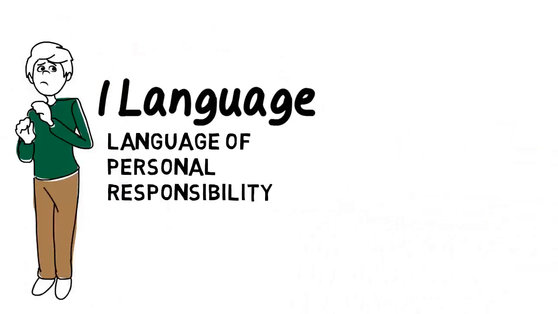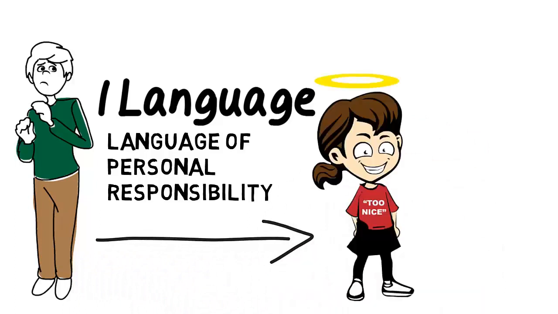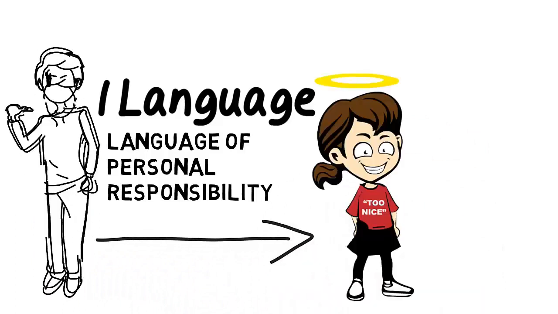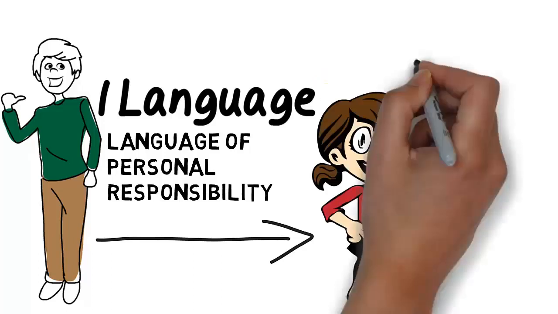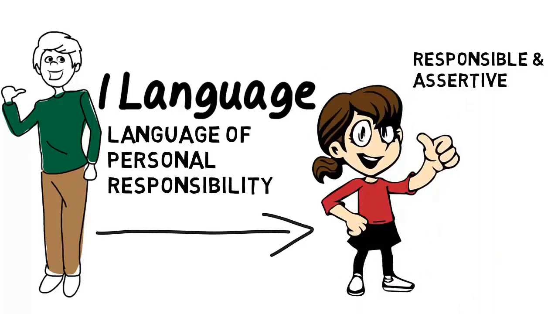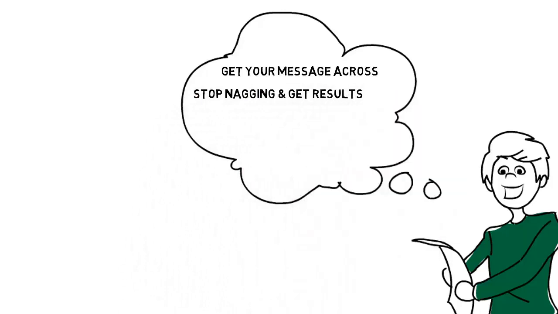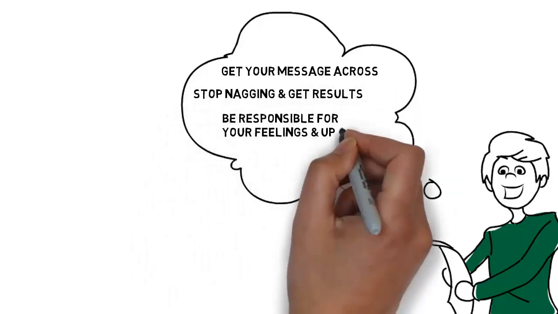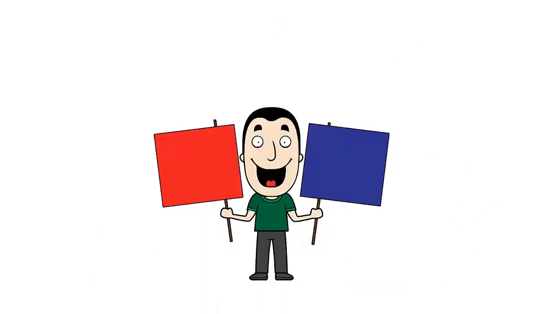Reluctance to use iLanguage will mostly come from people who are too nice. So if you have identified with being too nice, then using iLanguage will help you to be responsible and assertive rather than being too nice. Learning to use iLanguage will teach you how to clearly get your message across, how to stop nagging and get results, how to be responsible for your feelings and your upset, and an easy way to resolve conflict, and lots more. iLanguage gives people choices about behaving differently.